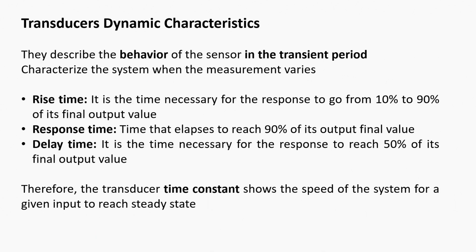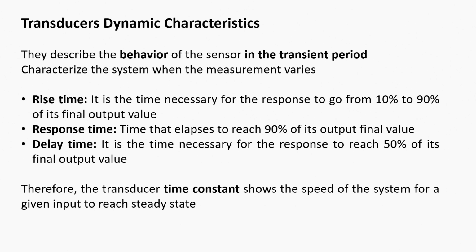We can also talk about dynamic characteristics when modeling the behavior of the transducer. Such characteristics describe the behavior of the sensor in the transient period. That means from the moment it starts working until the steady state of its output. Over there, we can mainly find three different timings to consider.